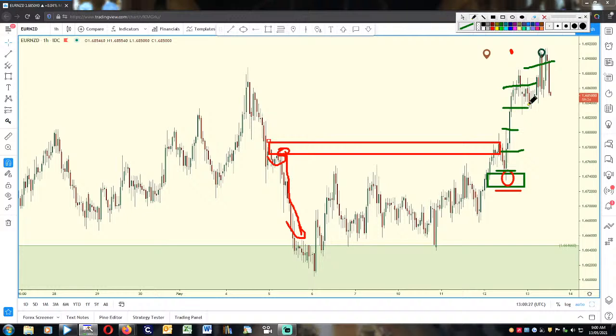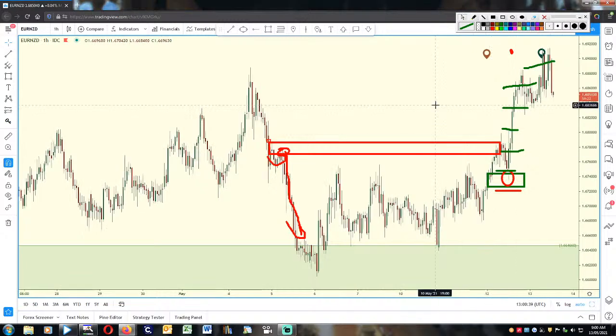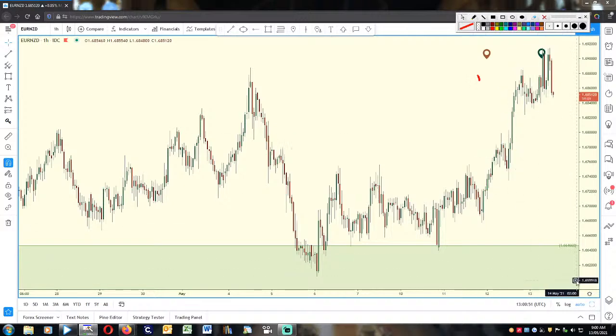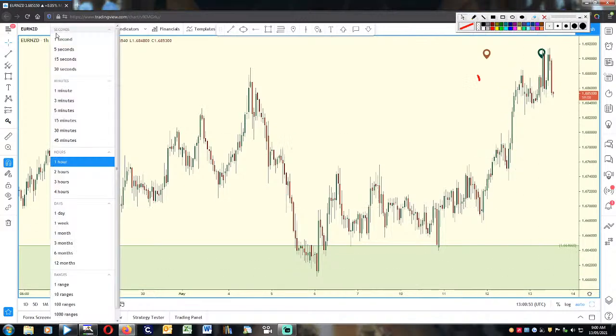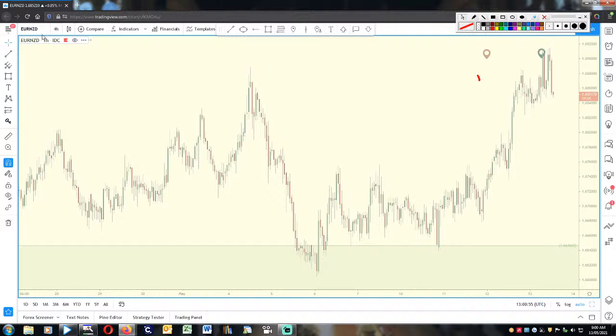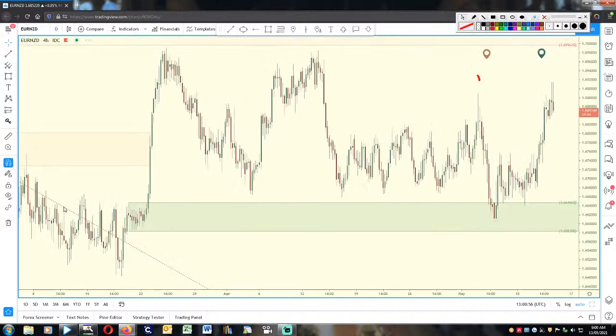Okay, so there you have it. There is an excellent example of a day trade taking place using our system. It's not very difficult. You just have to be patient and wait for those opportunities to come, and then when they're there, they're there. Alright, that was Euro Kiwi. Let's switch back to the daily chart now.